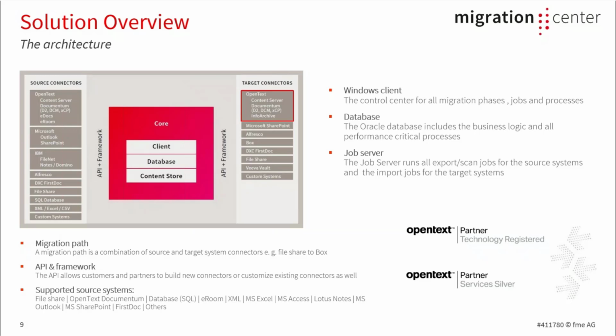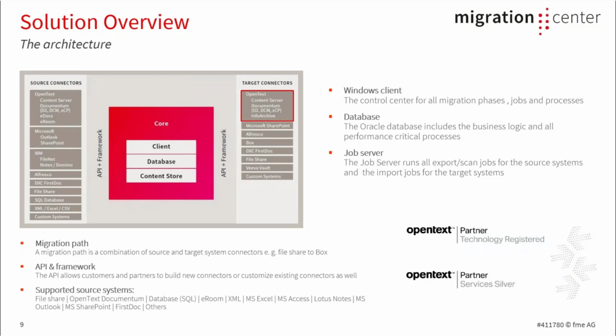As I mentioned, we have over 180 different migration paths available for several platforms, and as you can see here on the figure, we have a couple of source connectors. We support the whole Documentum or the whole OpenText stack. This is not just Documentum, but also Content Server, eDocs, eRoom. We support Microsoft, Outlook, SharePoint, doesn't matter if it's 365 or SharePoint Online. So everything is supported at this point.